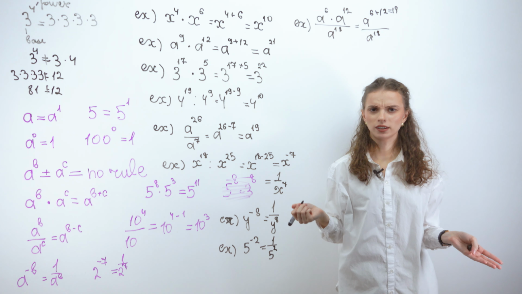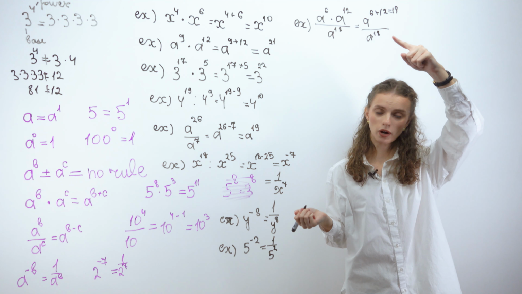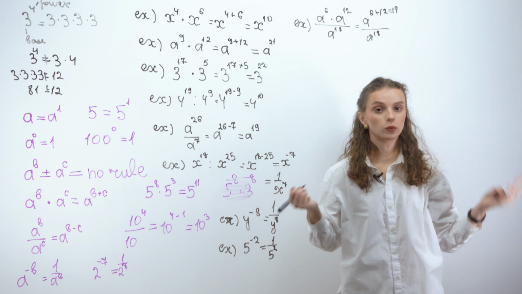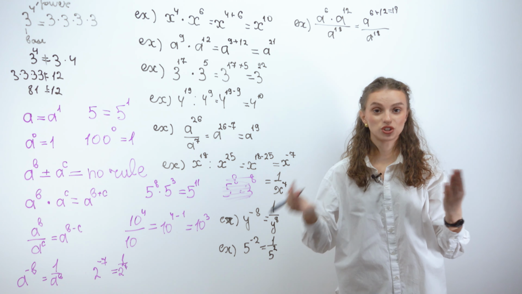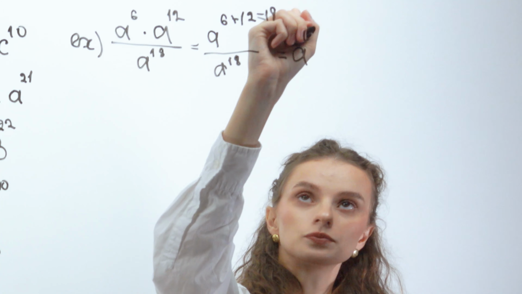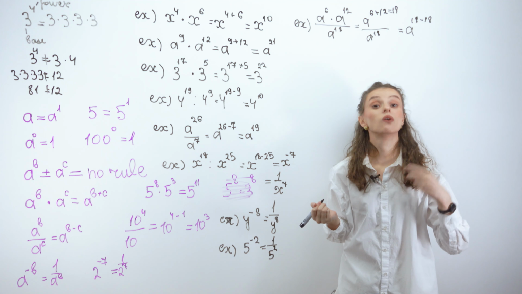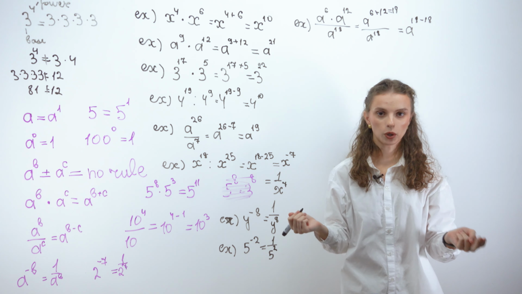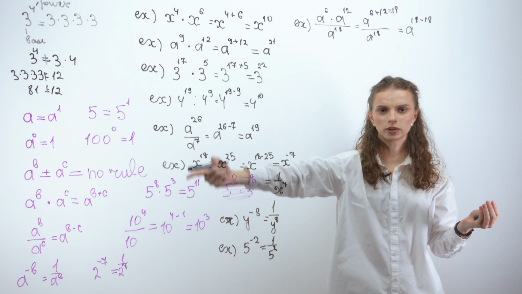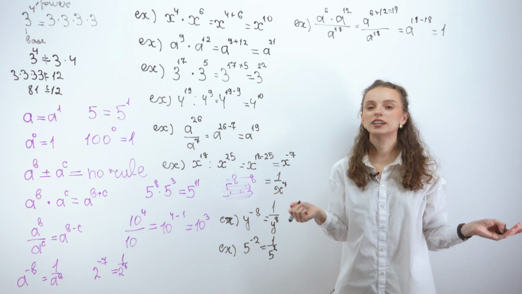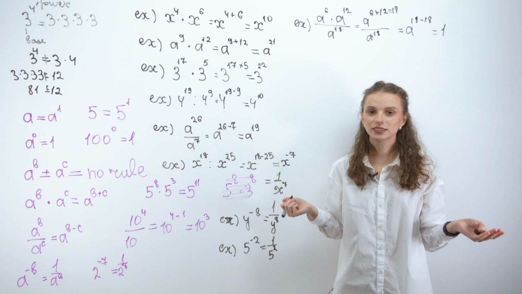But look what is happening now. I have a to the 18th power on top and I have a to the 18th power on the bottom. What are we going to do? We're going to subtract. So a to the power of 18 minus 18. 18 minus 18 is 0. So a is to the 0 power. What does that mean? Look at the properties. Any number to the 0 power is going to be 1. Look at that. We applied a few rules, a few properties at once.